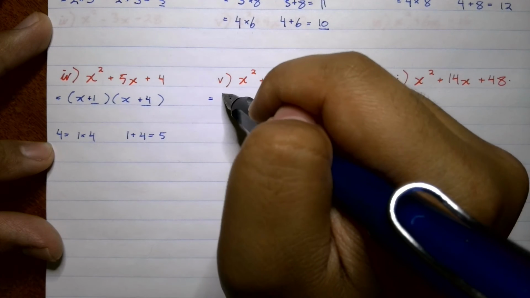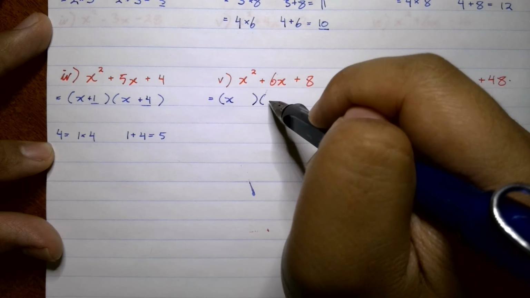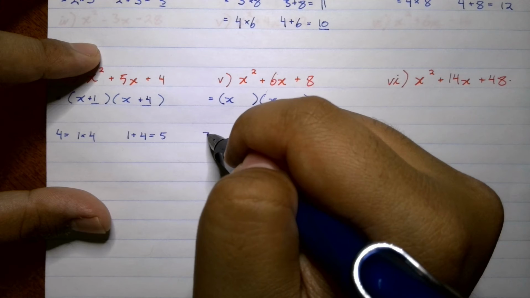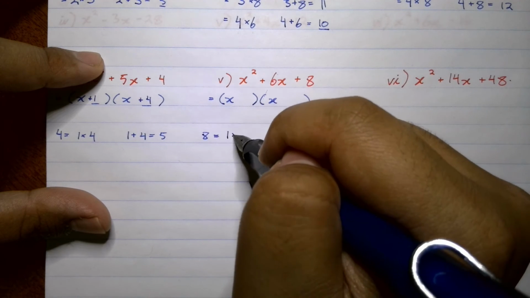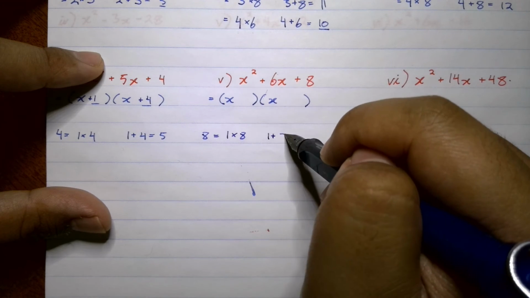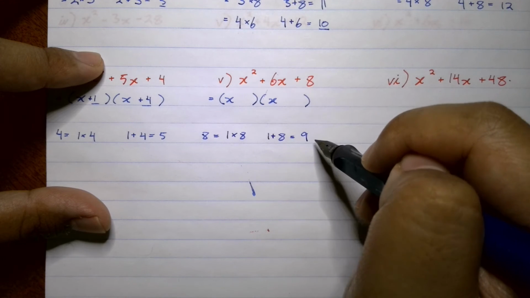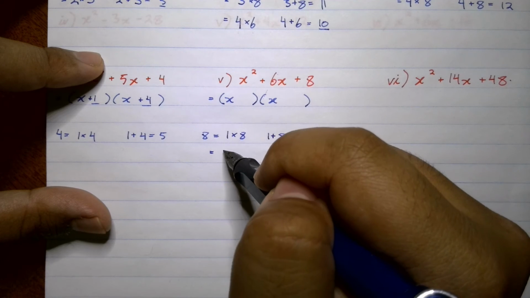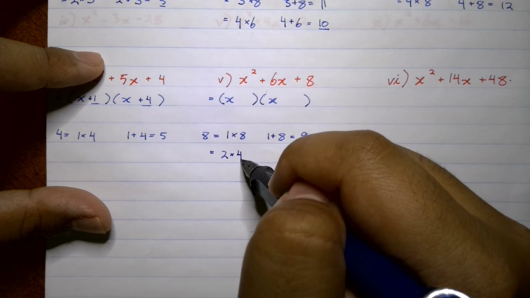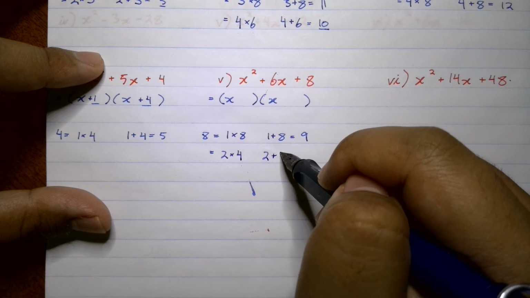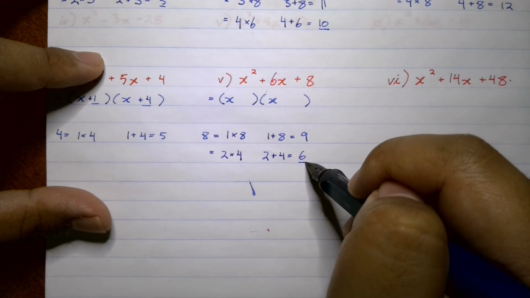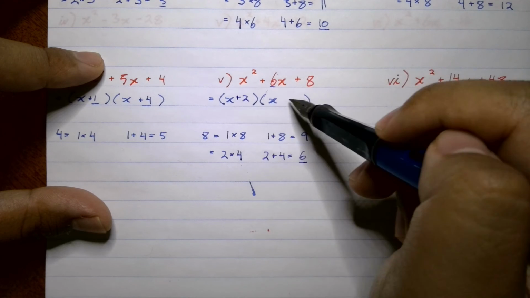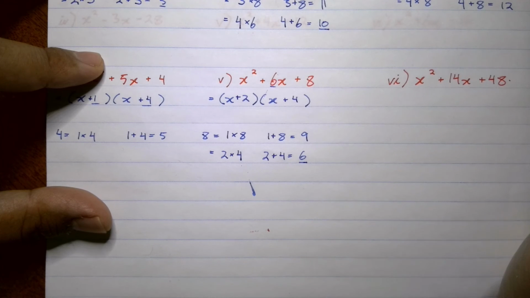Next number. Remind ourselves first that it's going to be 2 brackets like so. Let's test the number 8. Let's test 1 times 8. Let's add them. 1 plus 8, that's 9, which is not what we're looking for. We're looking for a 6. Let's test 2 times 4. 2 plus 4 is 6, which is matching what we want. Well, that is now positive 2 and positive 4.